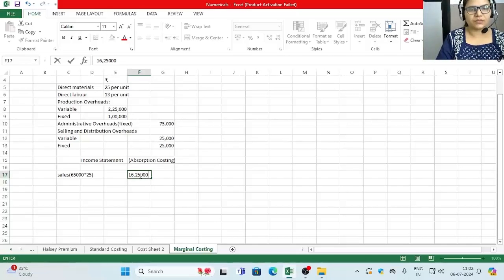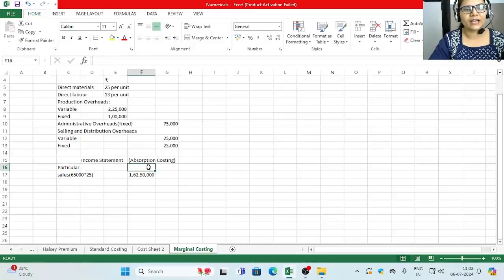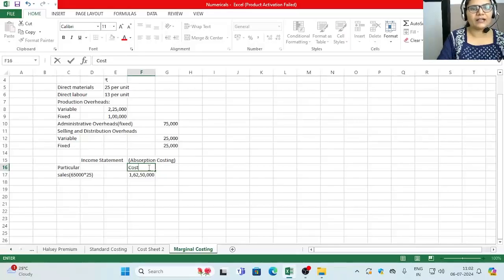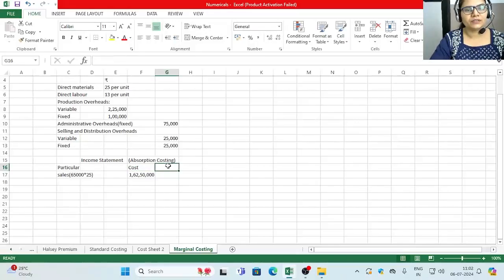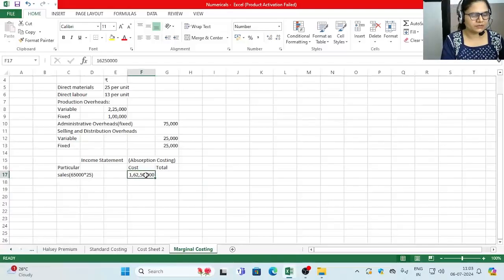Now, one thing we have missed over here is that first of all you write the particular statement. In this column we will record all the components, and here we will record cost, and here we will record total cost. It will be a sort of cost only, but for more elaborative and accurate understanding we basically make two columns, and here we will write total. Now sales is 16,25,000.